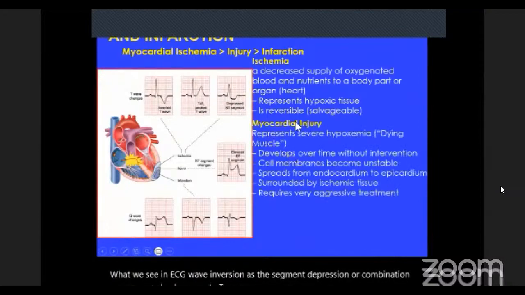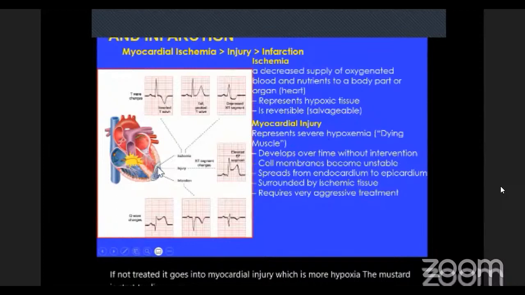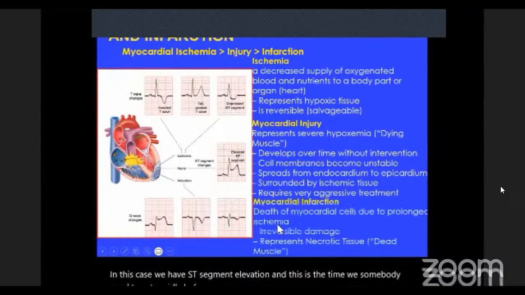If not treated, it goes into myocardial injury, which is more hypoxia. The muscles start to die, and this develops from endocardium to epicardium. And there is ischemia of the surrounding tissue of the myocardial injured area. In this case, we have ST segment elevation. And this is the time where somebody needs to act rapidly before we go into the next step, which is myocardial infarction, which means death of the myocardial cells due to irreversible damage. And the tissue here is necrotic.